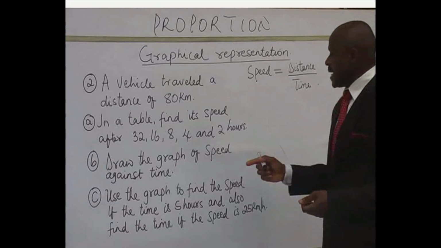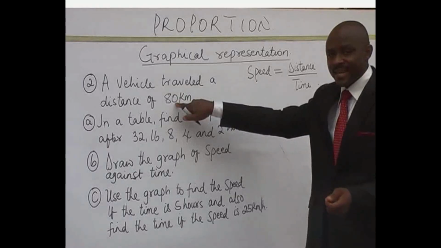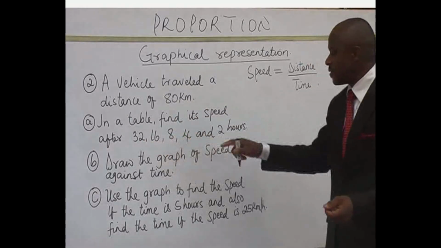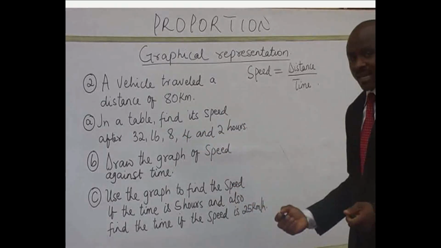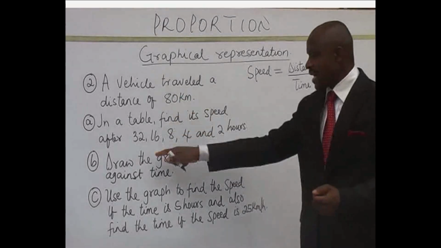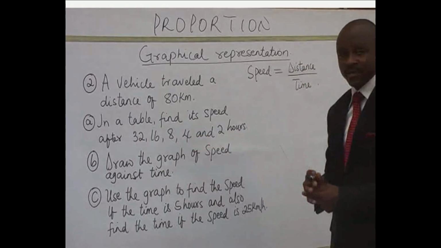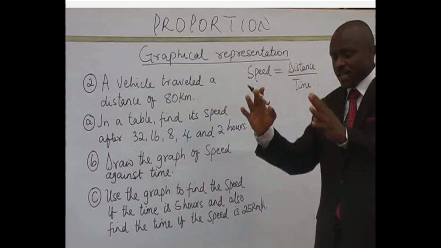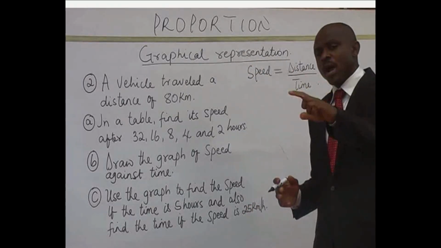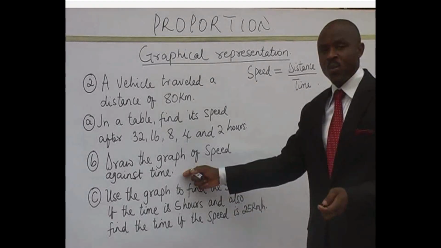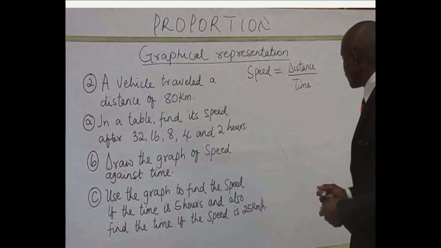Now, we are to calculate speed because already we have been given the distance and we have been given a series of time. So we are going to calculate the speeds that are related to 80 kilometers and 32, 16, 8, 4 and 2 hours. After we have finished calculating, we put it into a table. It will form our table of values, which we are going to use to plot the graph that question B is asking for, and answer the question that question C is asking for.